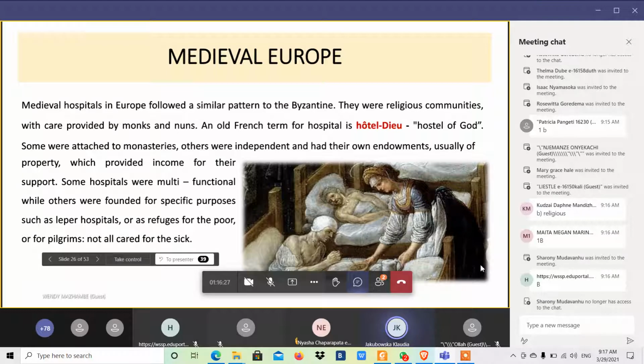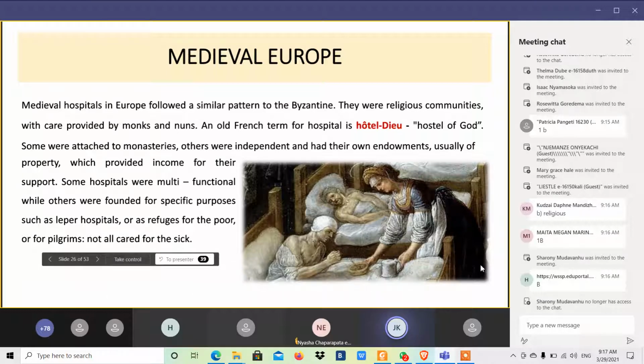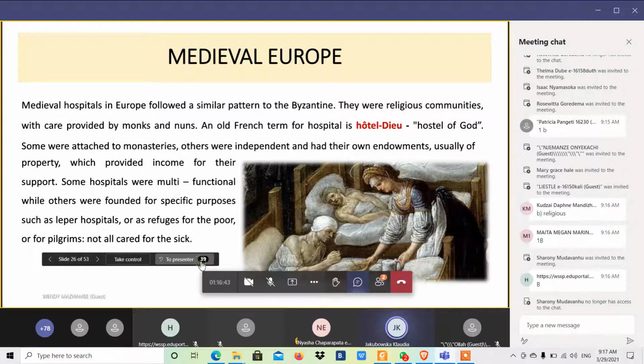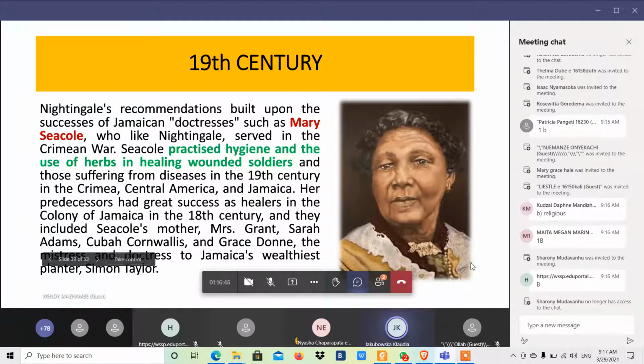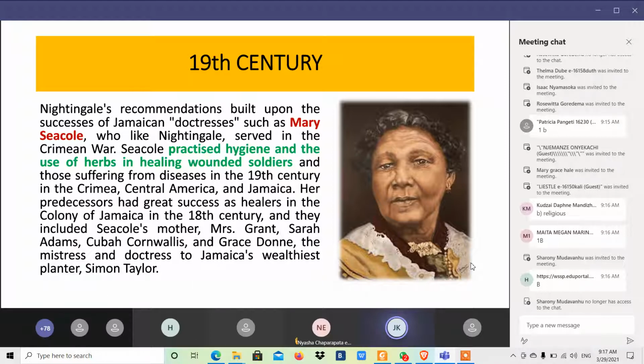Also here you have this information that nursing was a religious role for the nurse, and there was little call for science. Today we have modern nursing, and nursing means professionalism. In medieval Europe, nursing was a religious role for the nurse. Okay, so it's answer number B. Yes, ma'am. Great. Next question.